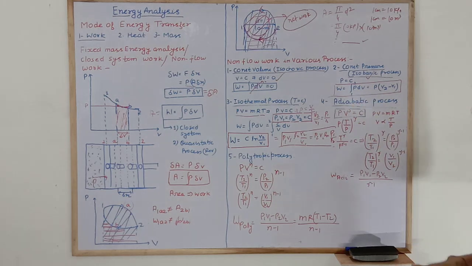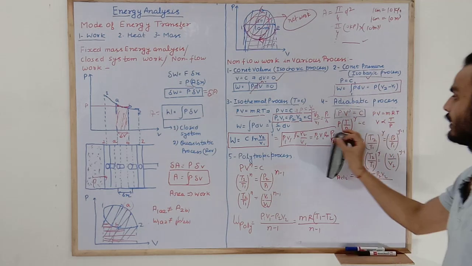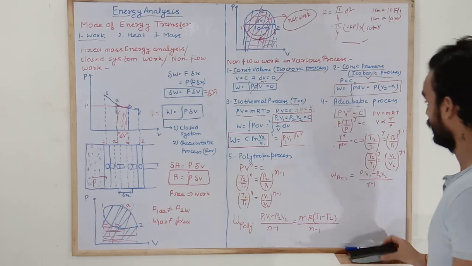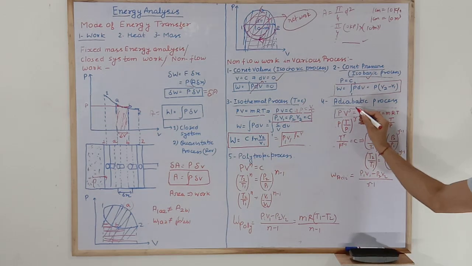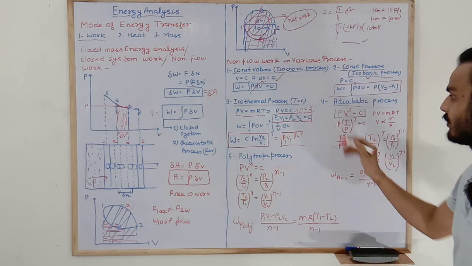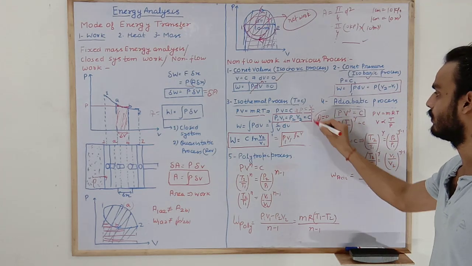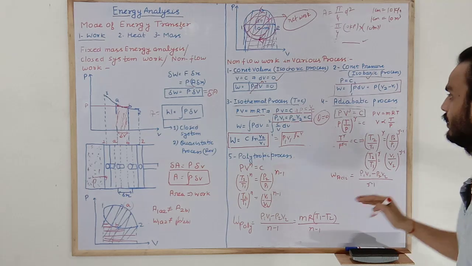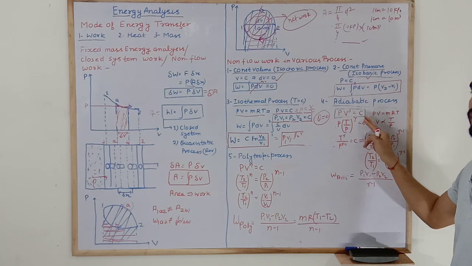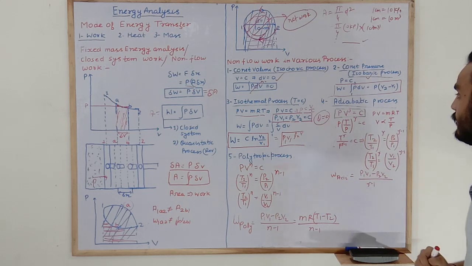Now I am talking about the adiabatic process. Look here, so this is the adiabatic process. In the adiabatic process there is no heat transfer, that means Q will be 0. There is no heat interaction between system and surroundings. So PV raised to power gamma is equal to constant. This is the adiabatic equation.